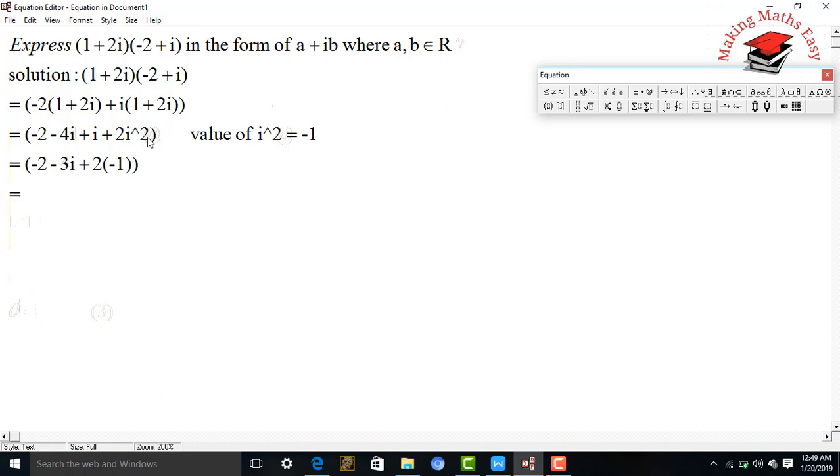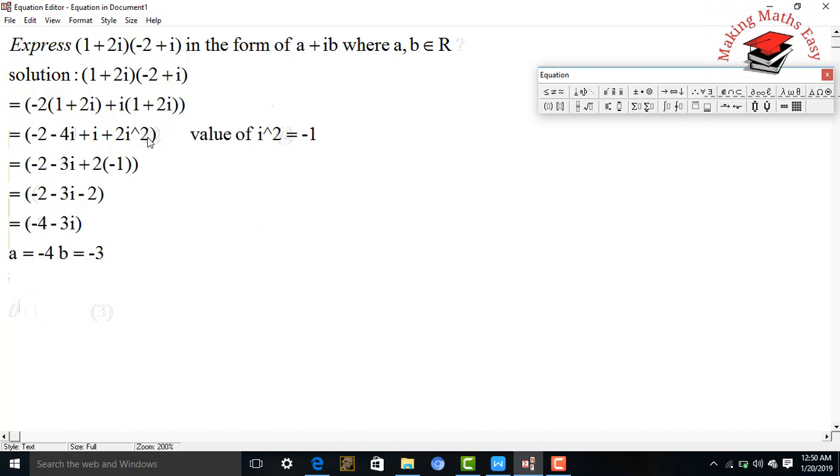After this it will be minus 2 minus 3i minus 2, which gives minus 4 minus 3i. So we have expressed it in the form of a plus ib, where the value of a is minus 4 and the value of b is minus 3. In this way we express more complex and difficult sums in the simplest form a plus ib. This is the multiplication of two complex numbers to form a single complex number.